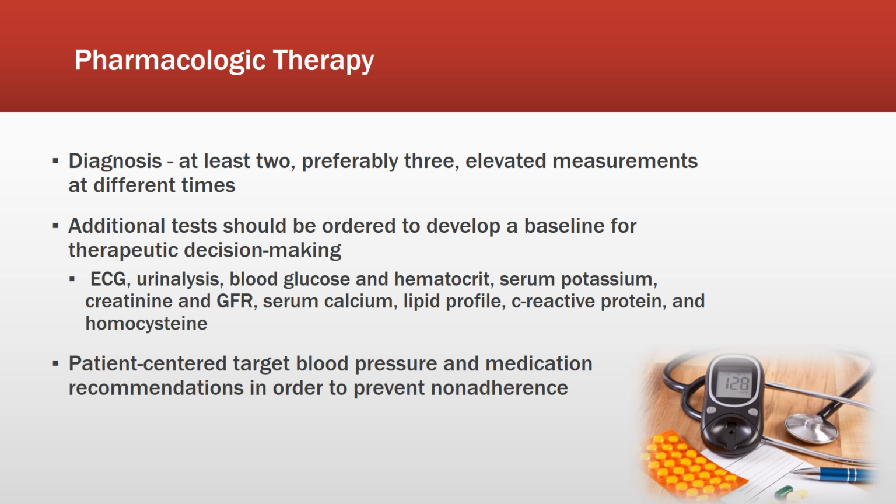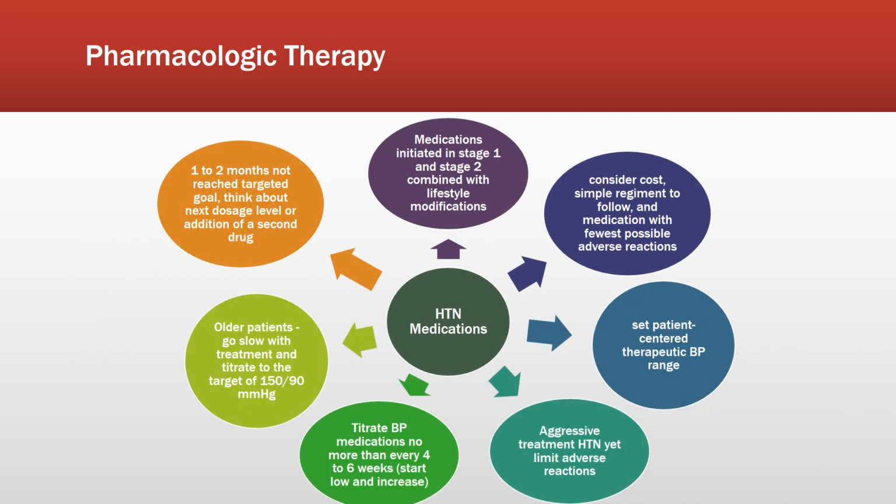Typically, lifestyle modifications are the first line of choice for patients presenting with the risk of elevated blood pressure. Medications are started and combined with lifestyle modifications when the patients are presenting in stage 1 or stage 2. When selecting medication therapy for patients, it is imperative that the treatment of choice includes a consideration of cost, simple regimen to follow, and the fewest possible adverse reactions. Patients presenting in all stages of hypertension who are not able to achieve targeted blood pressure ranges, typically below 130/80, should be started on a medication.